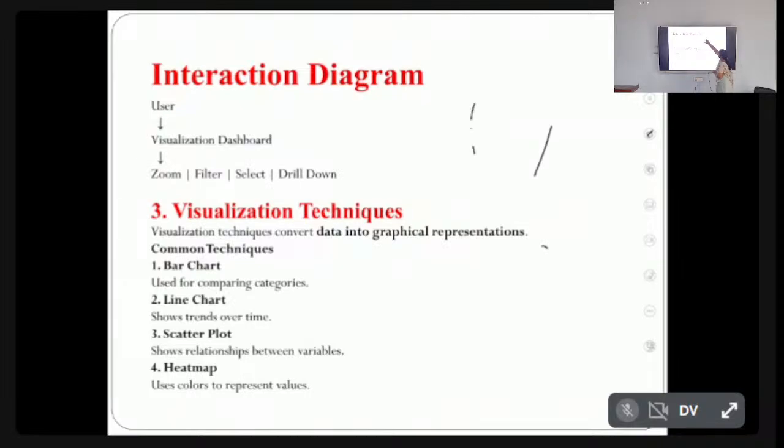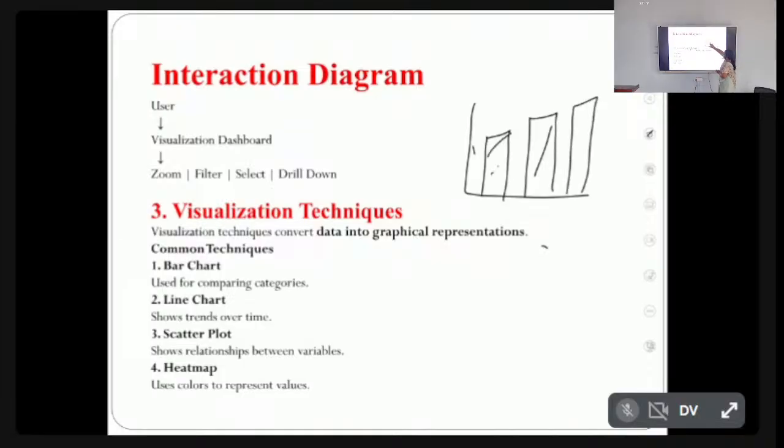You take a line like this, right? You have different bars. You represent the data in the form of graphs. This is called a bar chart. For what do you use this one? For making some comparison, right? So the first visualization technique is using a bar chart, for comparing values.